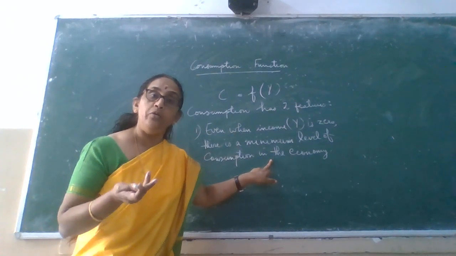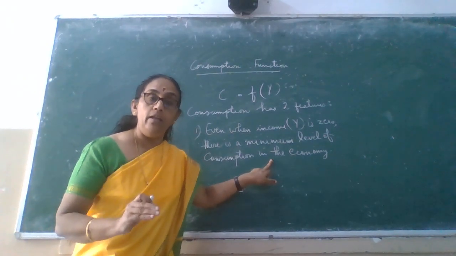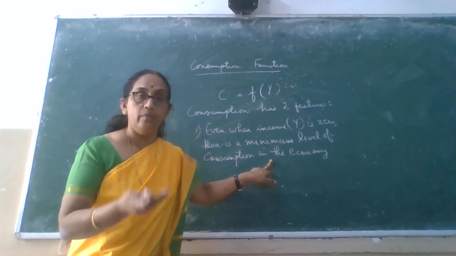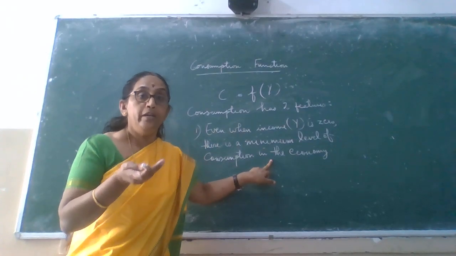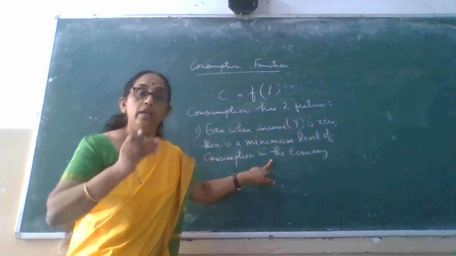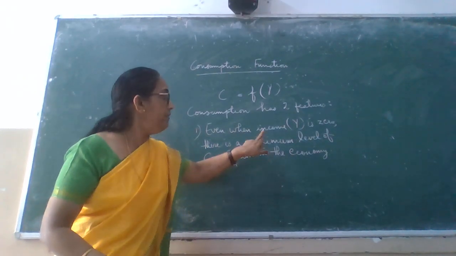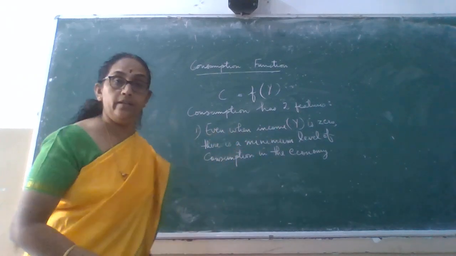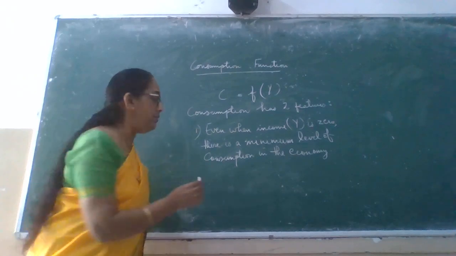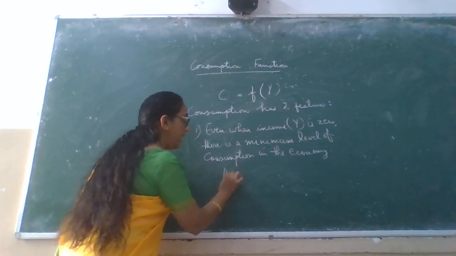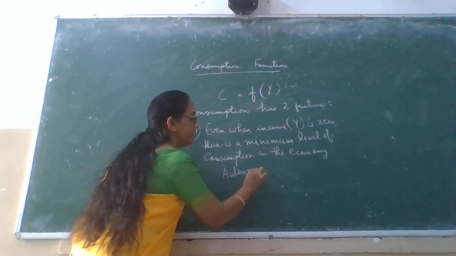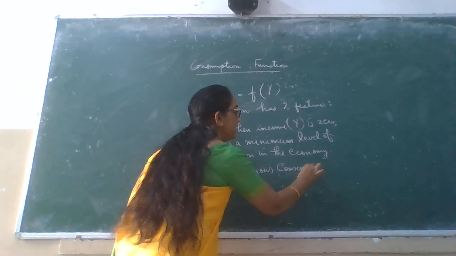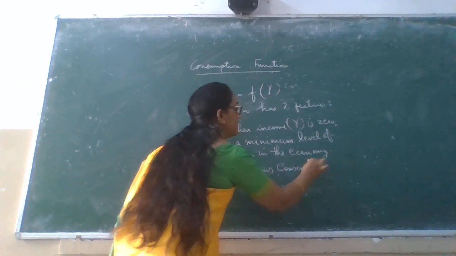Why? The people need to survive. For their survival, they require goods and services. So naturally, even when the income is zero, the people need to buy goods and services. So there is a minimum level of consumption even when the income is zero. And this minimum level of consumption at zero level of income is denoted as autonomous consumption.